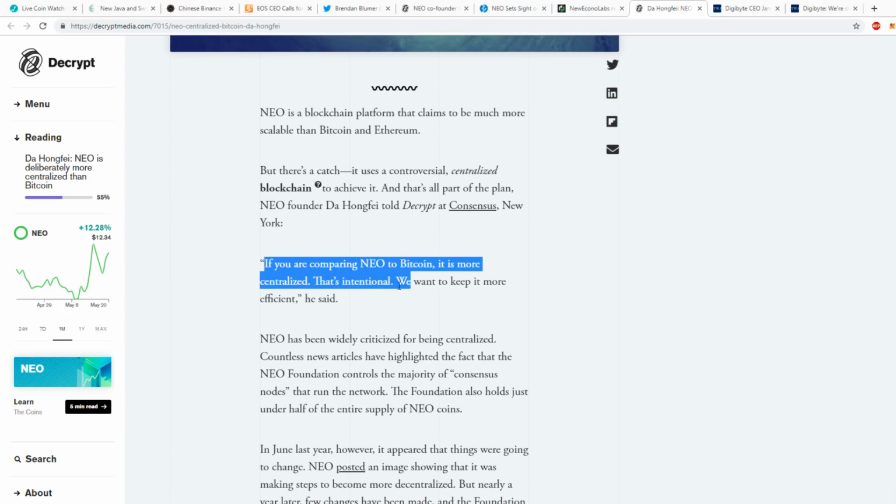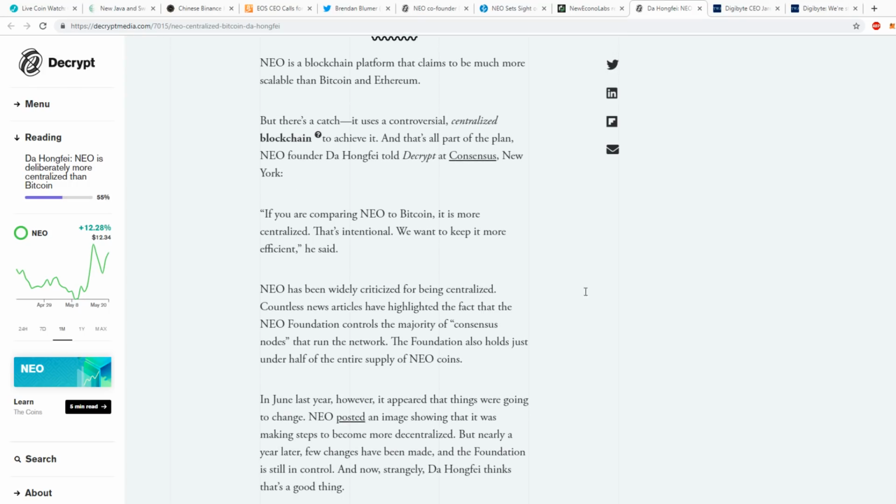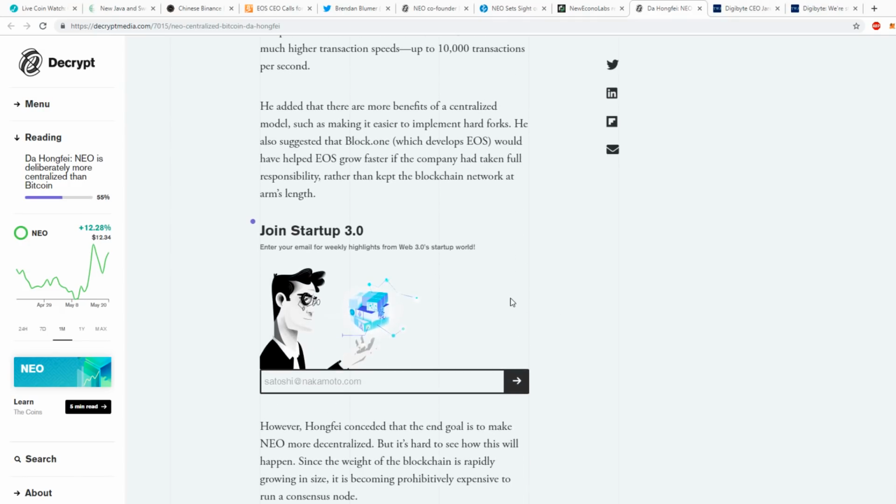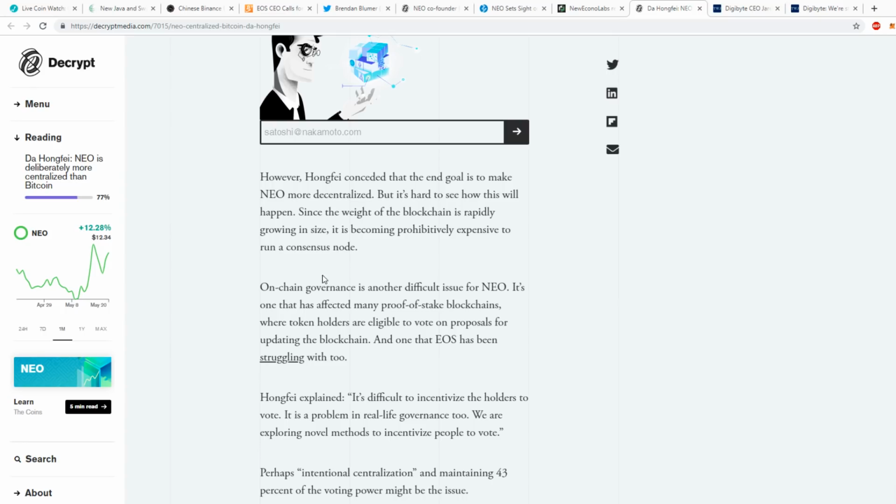If you're comparing NEO to Bitcoin, it is more centralized. That's intentional. We want to keep it more efficient, he said. And of course, any centralized system is more efficient than a decentralized one. Well, at least in my personal opinion, any centralized system can work faster and more scalable. I don't know if it's more efficient because you often need a middleman for things, but in the truest form, it is more efficient because you can just do things a lot quicker. Though it does take away, of course, decentralization, a little bit of freedom there, and it's hard to pick a side. I personally don't know where I'm standing on the whole situation.